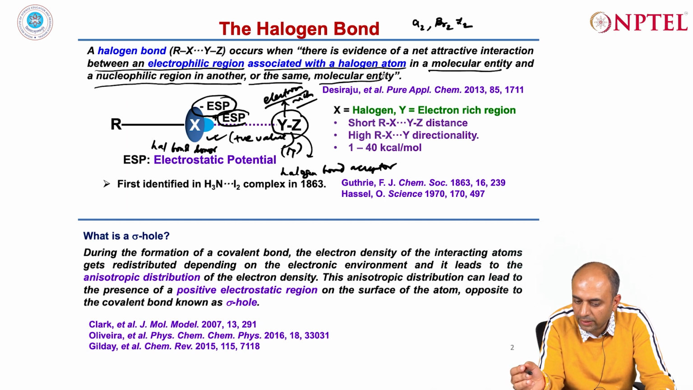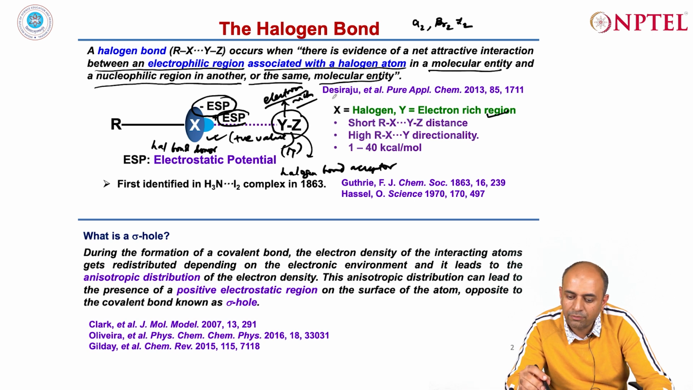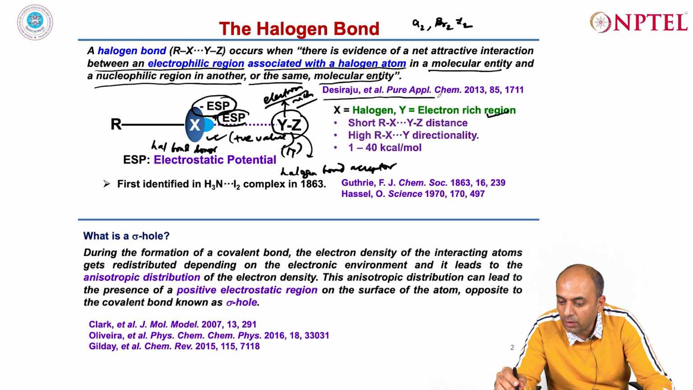You can either have the same, you can also have X interacting with another X. At that moment, the lone pair of X will interact with the sigma hole of X, or you can have another molecular entity YZ where the sigma hole interacts with the lone pair of electrons. So, Y is the electron rich species, and this definition has been proposed by a committee set up by the International Union of Pure and Applied Crystallography, IUPAC, and published in the journal Pure and Applied Chemistry in 2013, which essentially defines the halogen bond.